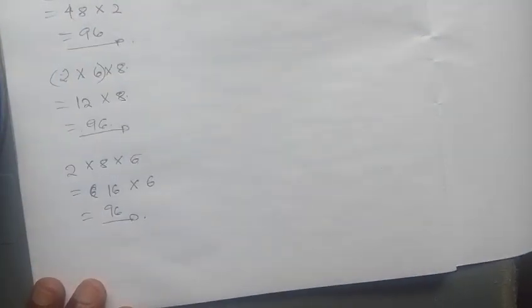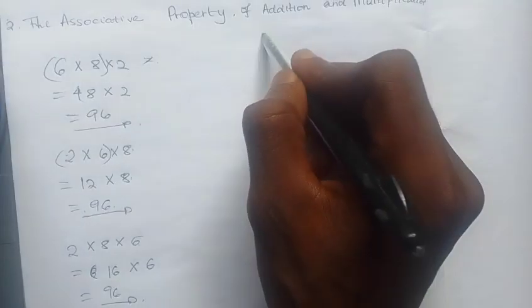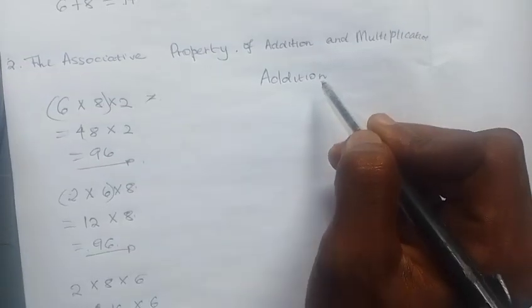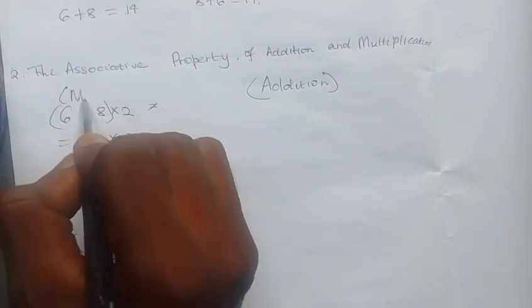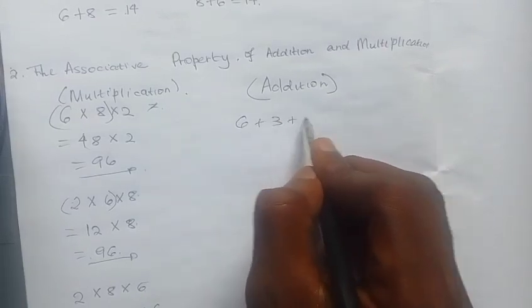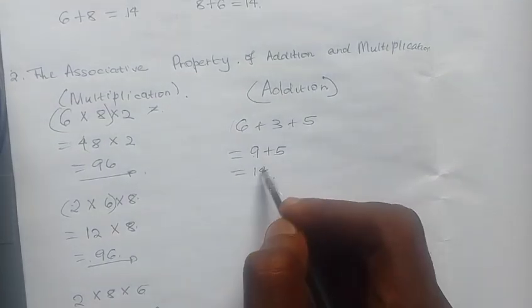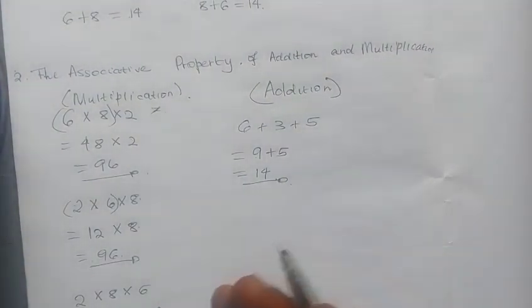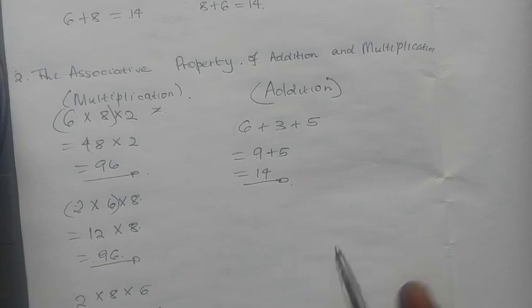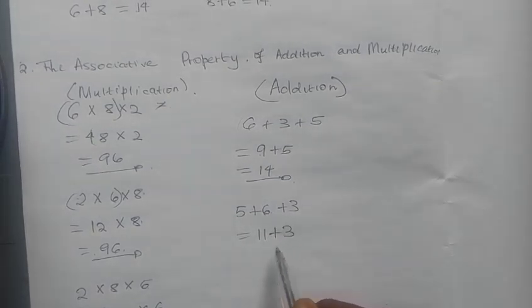Next, we have to notice how in the beginning I said associative property of addition and multiplication. This also applies to addition. So say I had 6 plus 3 plus 5. This is the addition one, and this was the multiplication one. 6 plus 3 will give me 9 plus 5, which equates to 14. Right. So I am doing the associative property. I'm swapping the numbers from the original position. So this will be 5 plus 6 plus 3. And 5 plus 6 will give me 11 plus 3, which will give me 14.